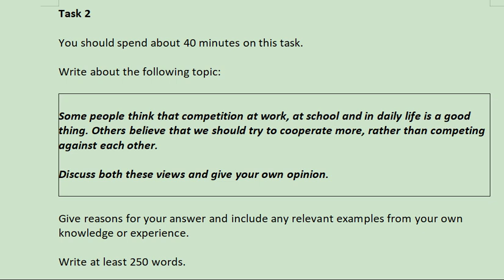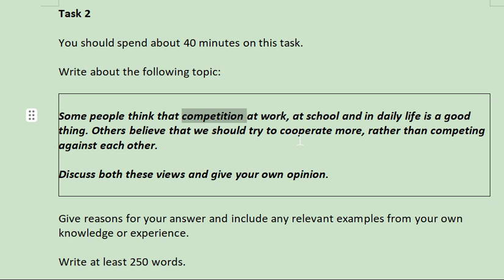You might want to do task 2 before you do task 1, just to make sure you've given it enough attention. So let's look at the question a bit closer. We've got competition here. So this is when one person's trying to be better than another person. And this can happen at work, at school, in daily life, also things like sports or esports, might want to mention those.